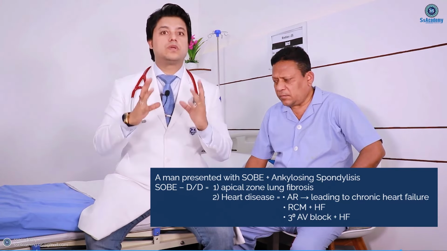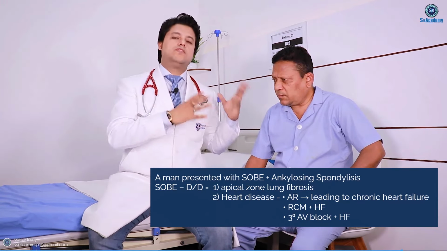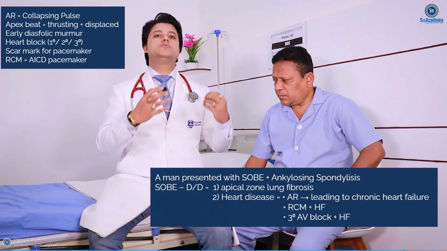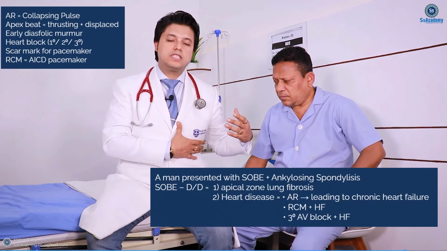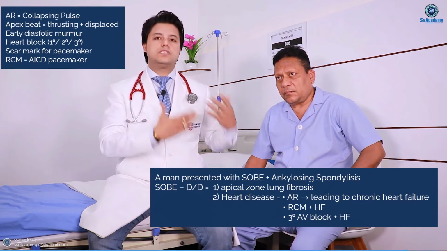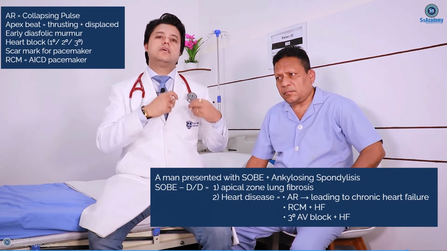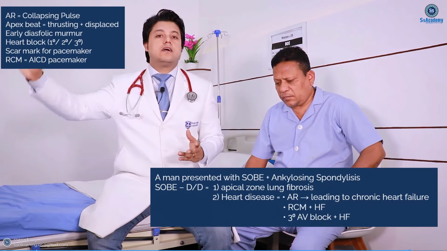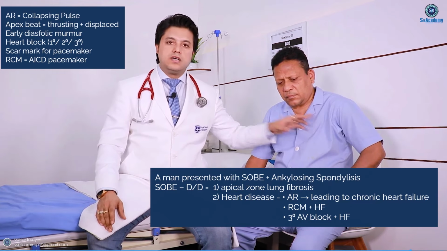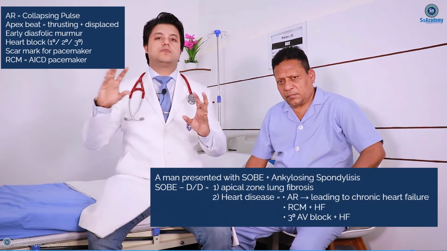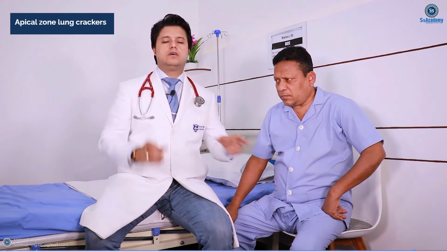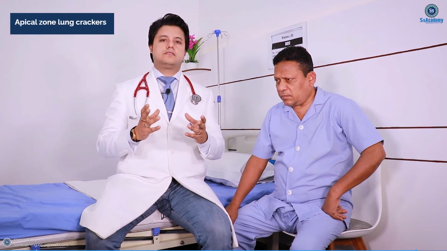For shortness of breath on exertion, you need to lie the patient back at a 45-degree angle, then examine the pulse for the high volume collapsing pulse of aortic regurgitation. You need to put your hands on the apical impulse for the thrusting displaced apex beat, and also put the stethoscope to get the early diastolic murmur. Along with the findings, as I said, first degree, second degree, third degree AV block, any scar mark for a pacemaker, or maybe restrictive cardiomyopathy with an AICD pacemaker scar. So these are the cardiovascular system examination. I also put the stethoscope directly onto the apical zones to get the crackles.